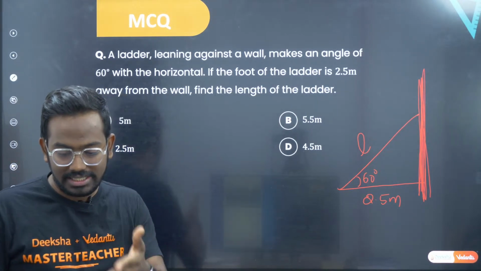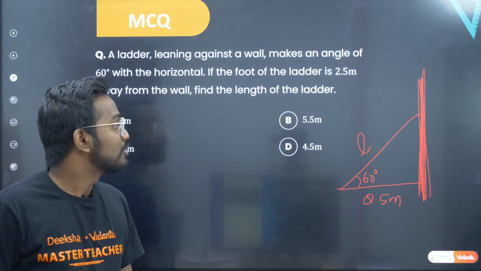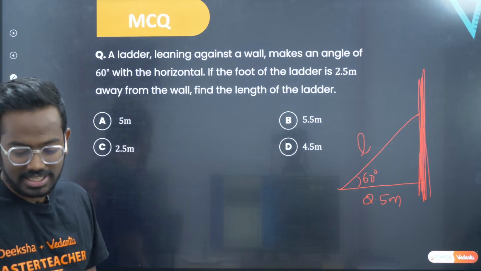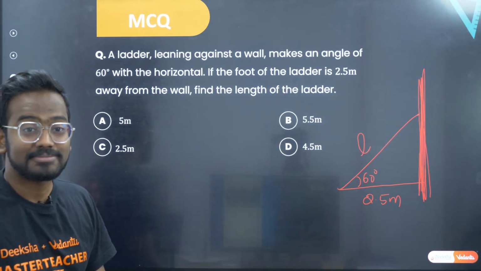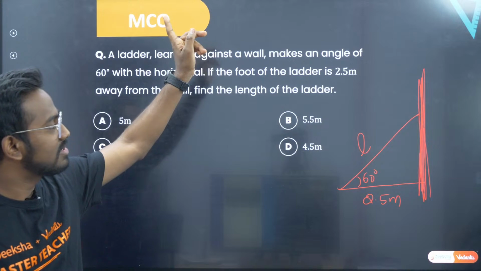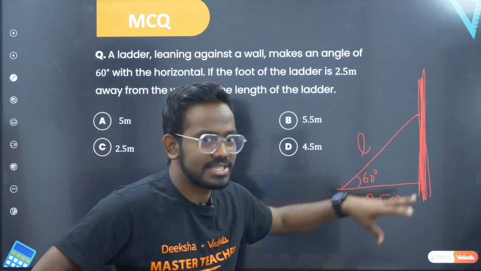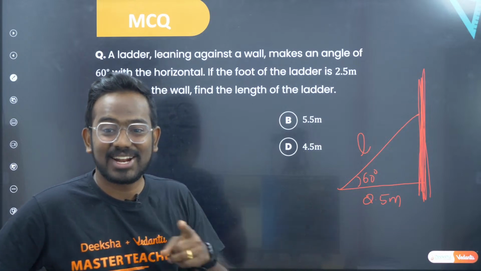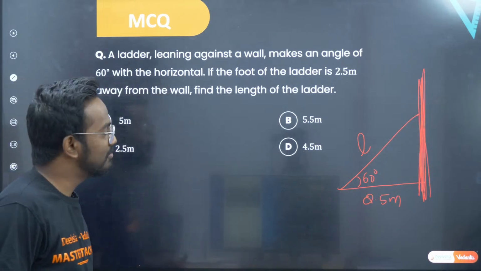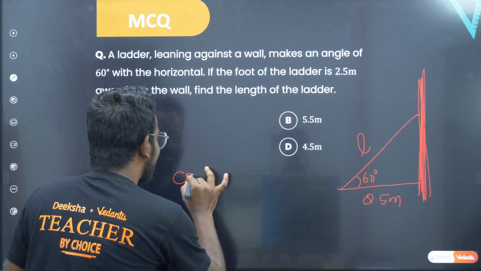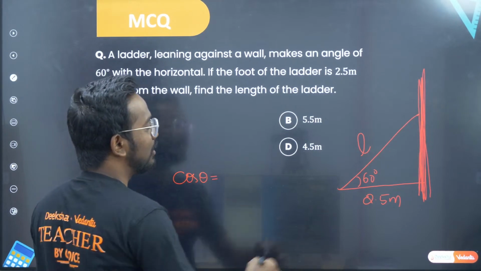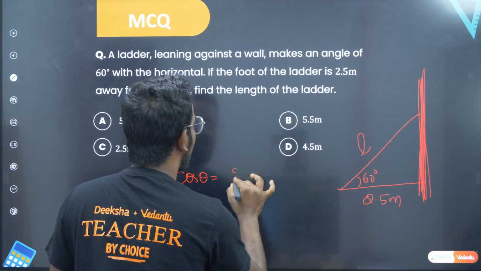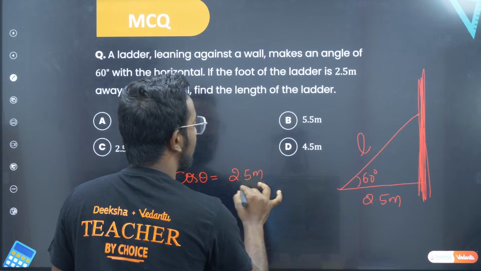Vishwashri has also answered it. Nidhi Nayak has also answered it. Very good. What will you use here, everybody? Let me know. Sir, in the previous question, the opposite side was given, so we used sin theta. Here, the adjacent side is given. Sir, cos theta can be used. Very good, Deeps. So cos theta is equal to adjacent by hypotenuse. Adjacent is 2.5 meter here, divided by L.